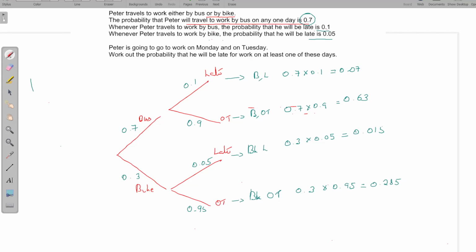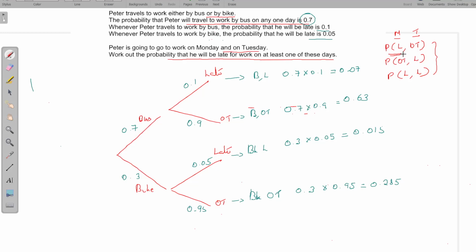Peter is going to work on Monday and Tuesday, so 2 days. Work out the probability that he will be late for work on at least one of these 2 days. So the question is asking you to think he could be late on Monday and on time on Tuesday, or on time on Monday and late on Tuesday, or late on both days. This is Monday, this is Tuesday. This is what we need to do. We need to find the probability of all of them, then add them together. So what is the probability of him being late on Monday?